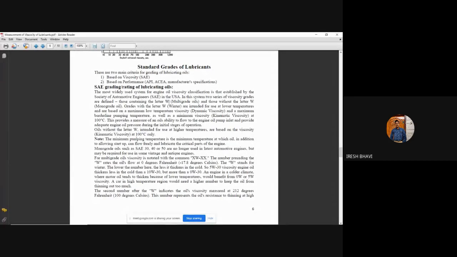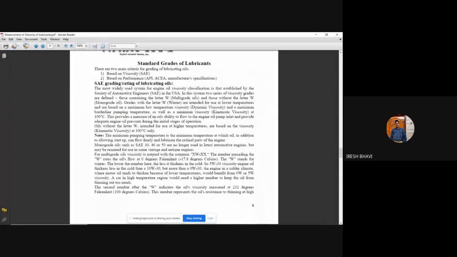With letter W means, for example, they are monograde oils. And those monograde oils are SAE 30, SAE 40, or SAE 50. But they are no longer used nowadays in automotive engines, because automotive engines have to be operated both in summer condition and also in winter condition, both in hot regions and also in cold climatic regions. In both cases, you cannot change the lubricating oil. You have to drive the same vehicle with the same lubricating oil. So these monograde oils are nowadays no longer used in automotive engines.